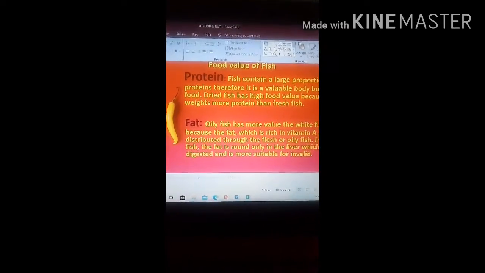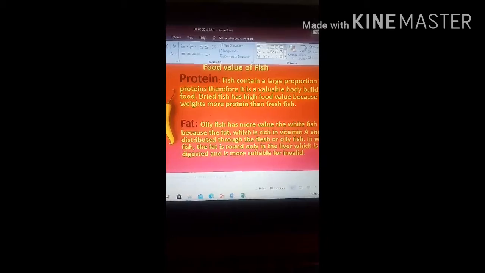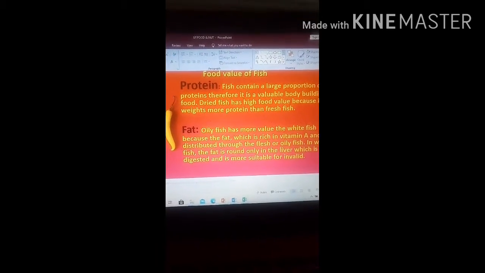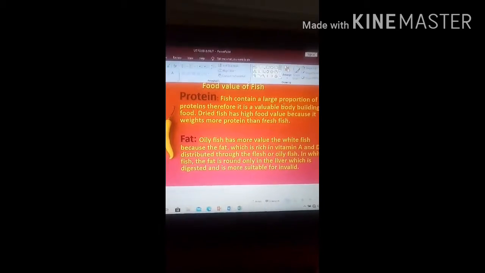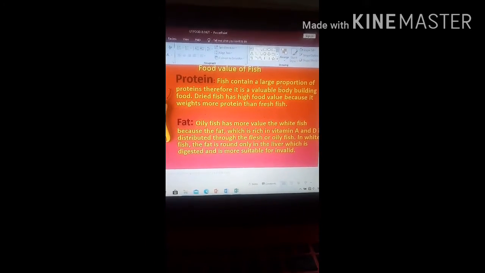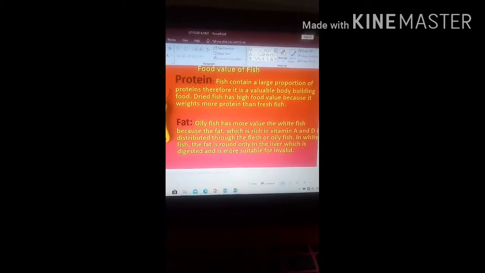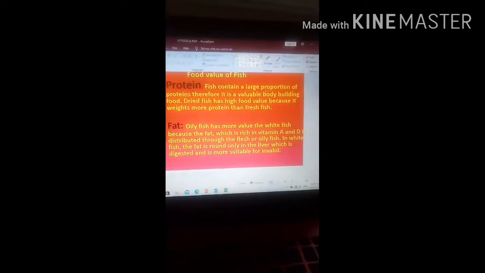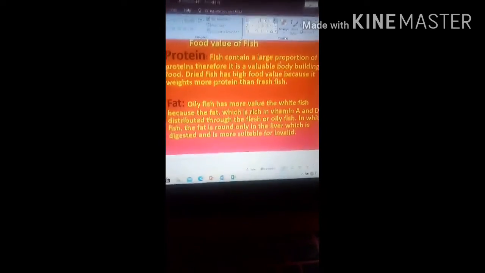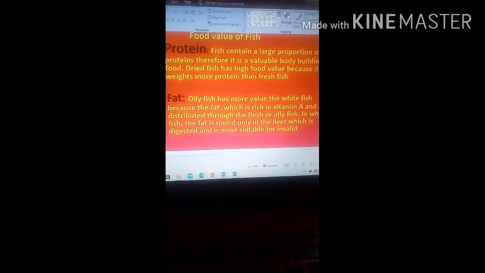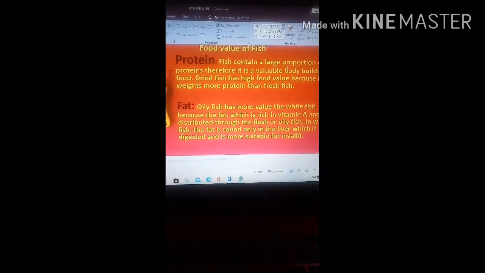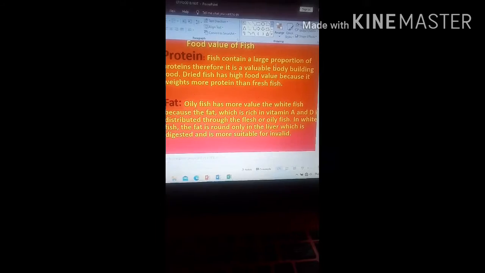Food values of fish. Why is fish very important? Number one, they contain protein. Fish contains a large portion of protein, therefore it is a valuable bodybuilding food. As we all know, proteins are bodybuilders. So fish contains protein, which helps to build our body and repair worn-out tissues of the body. Then dried fish has high food value because it weighs more in protein than the fresh fish.